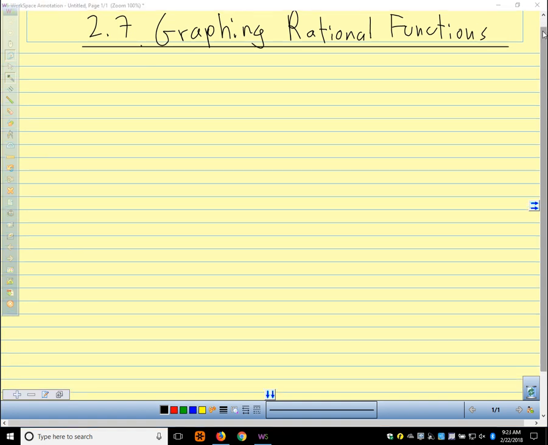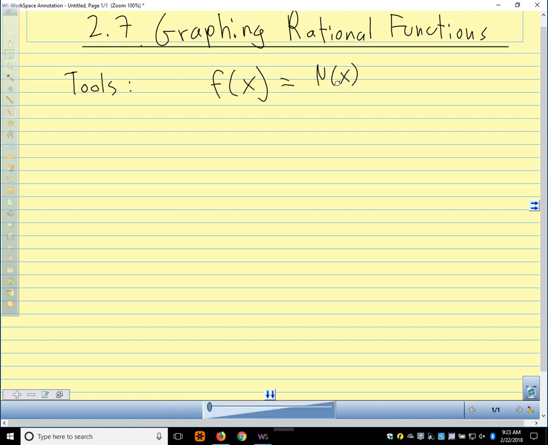All right, graphing rational functions. So we have all the tools that we need. So our tools for graphing. We have a rational function, f of x equals n of x over d of x, and n of x and d of x are polynomials. So our tools for graphing.